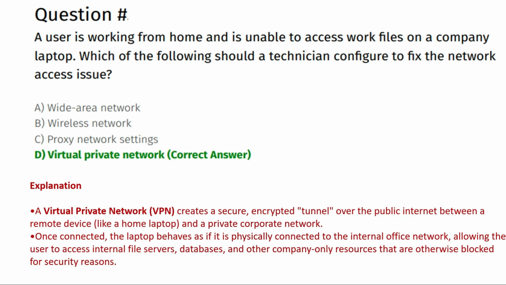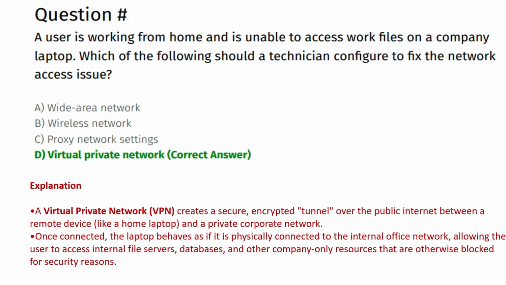The next question is, a user is working from home and is unable to access work files on a company laptop. So which of the following should a technician configure to fix the network access issue? Option A, wide area network. Option B, wireless network. Option C, proxy network settings. Option D, virtual private network. And the correct answer for this question is option D, virtual private network. So let's check the explanation.